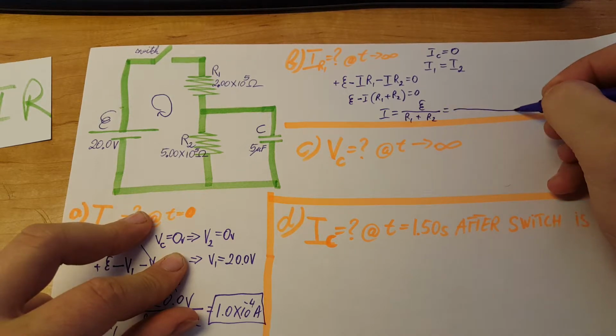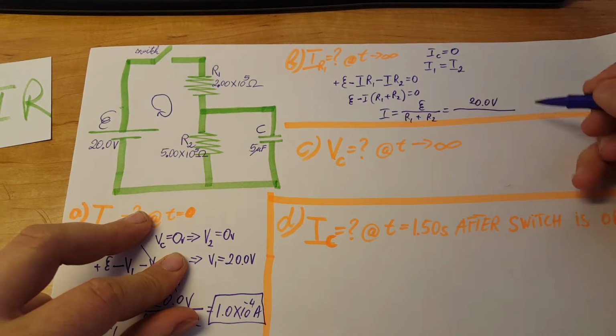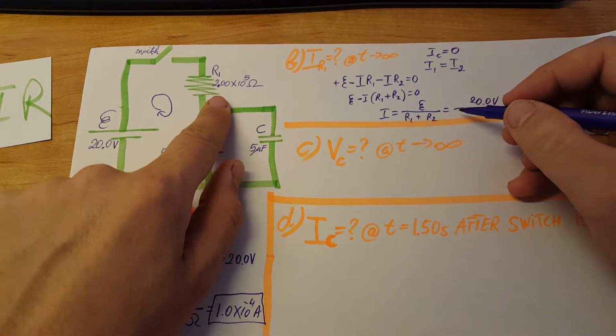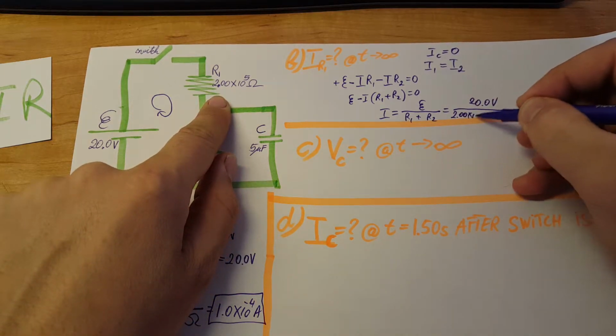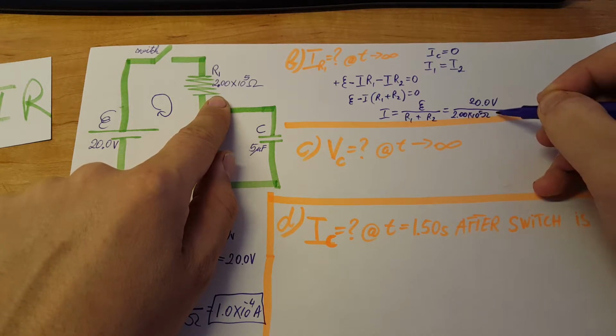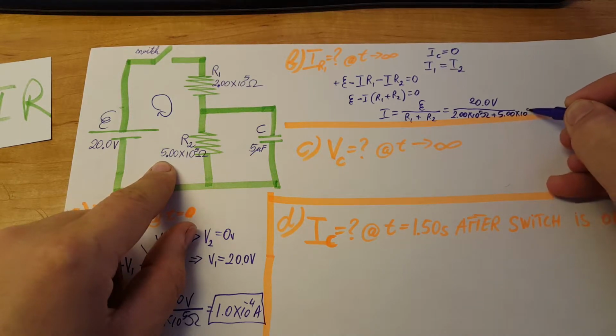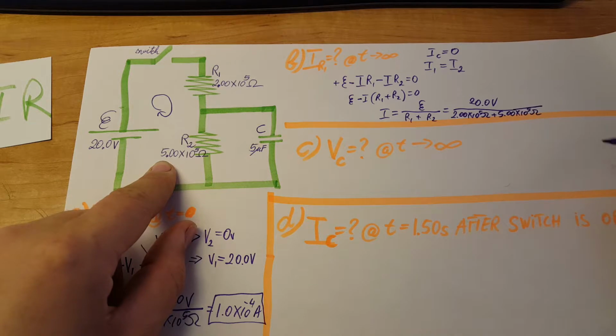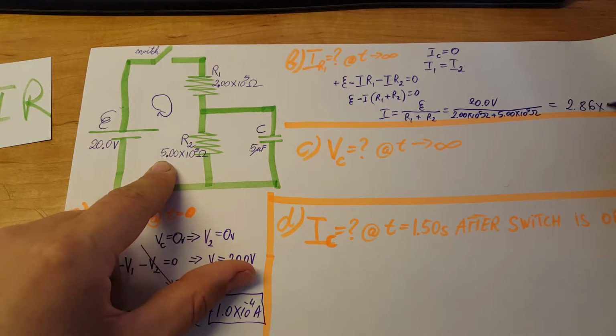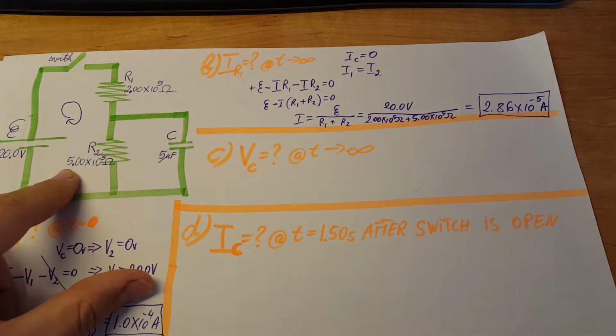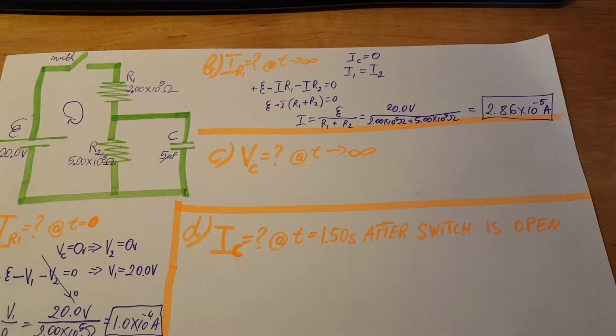We're gonna plug in the values. 20 volts divided by 2.00 times 10 to the 5th ohms plus 5.00 times 10 to the 5th ohms. If we calculate this, the current that we're gonna get will be 2.86 times 10 to the negative 5th amps. And there you go. This will be our value for part B.